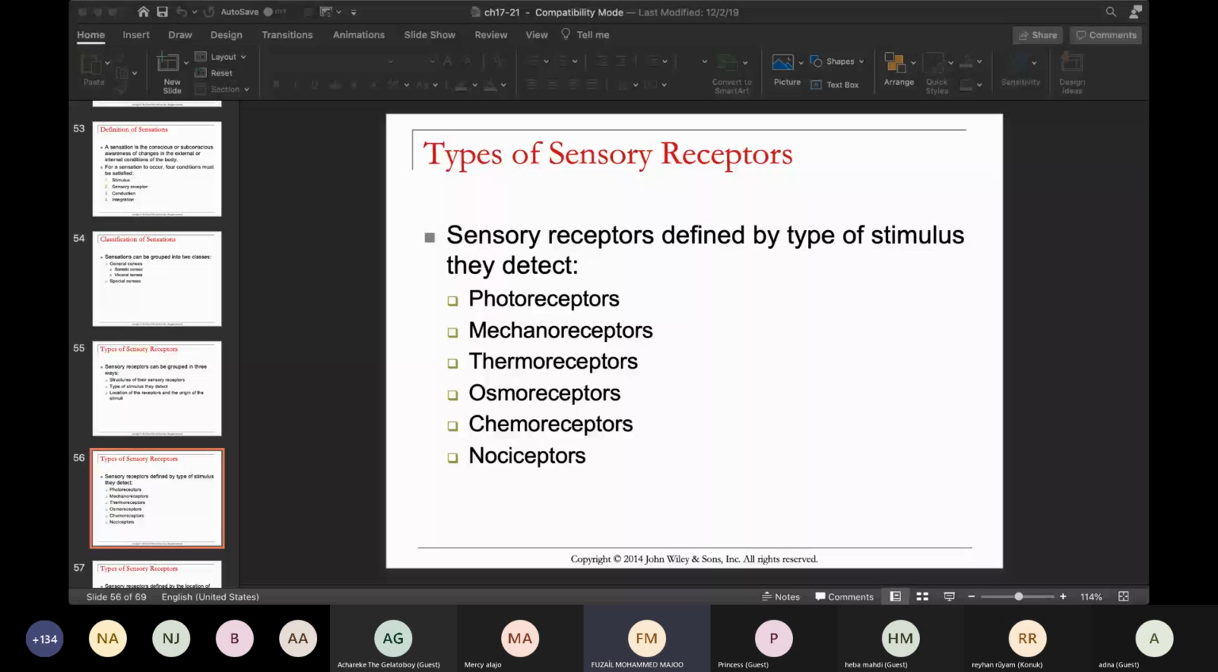Unfortunately not. Let's see if Amira knows. Amira, what do you think? Sir, it detects threat or danger. No. Good try, Amira. Saleen Shabazz, what do you think? For nociceptors, isn't it? For nociceptor, yes. It's for pain and injury. It can sense the injury part of the skin. Very good.